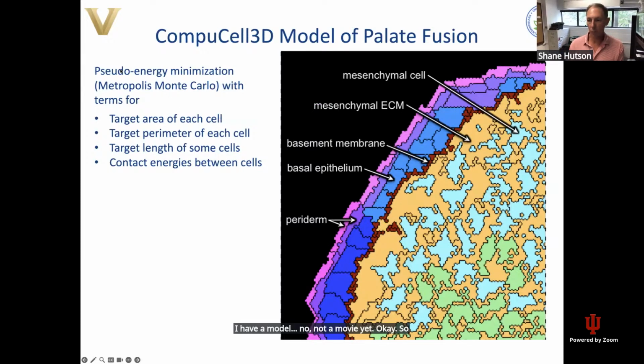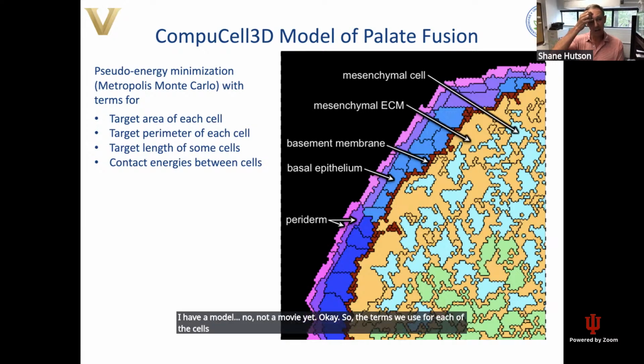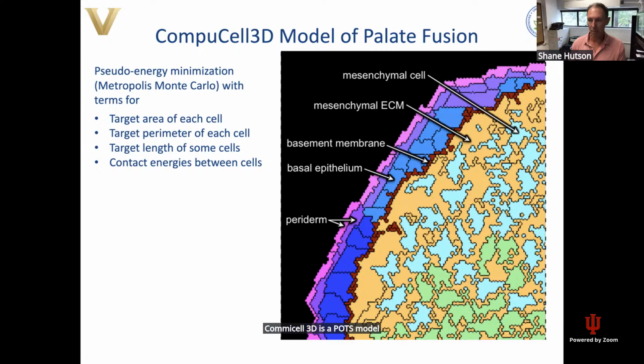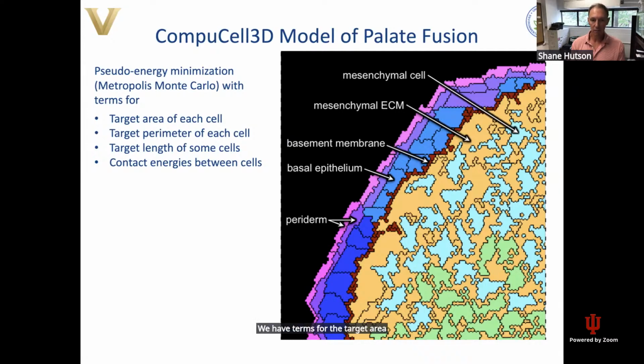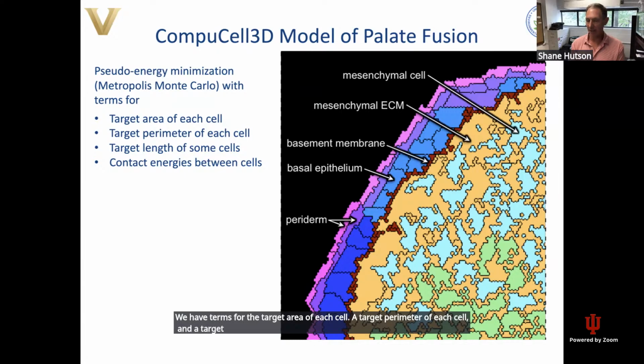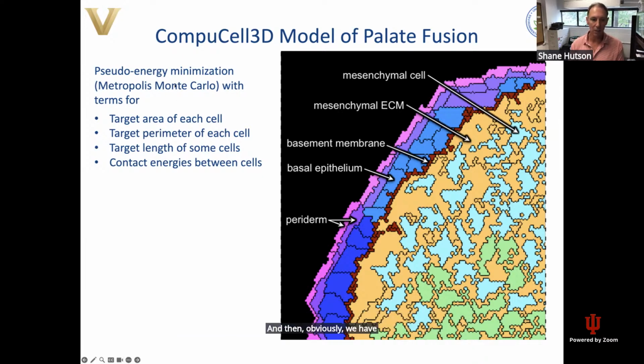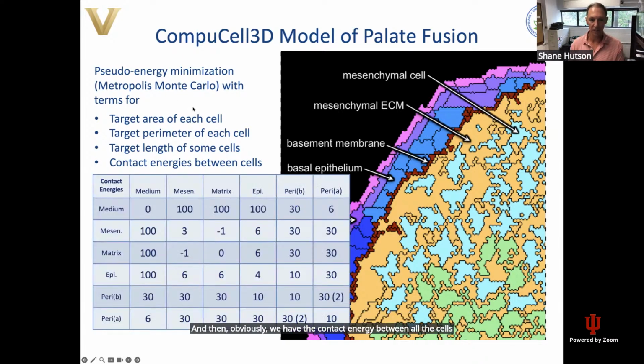So the terms we use for each of the cells in there: CompuCell3D is a Potts model, with a Metropolis Monte Carlo algorithm for running through that. We have terms for the target area of each cell, a target perimeter of each cell, and a target length for some cells. And that combination lets us specify sort of the shape of cells, of cell types. And then obviously we have the contact energy between all the cells and between different cell types. This is our matrix of contact energies that we have.